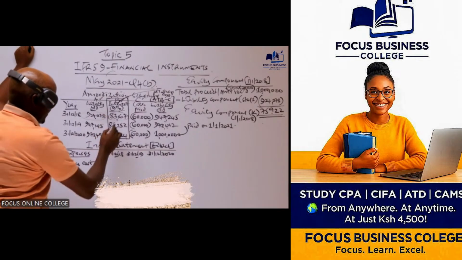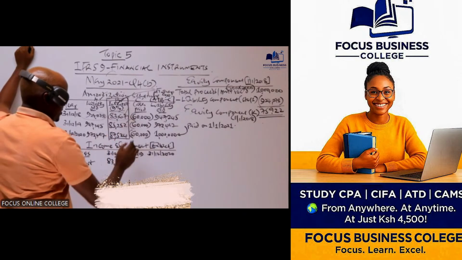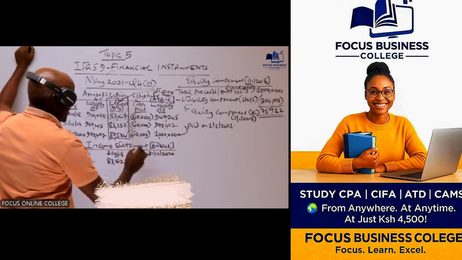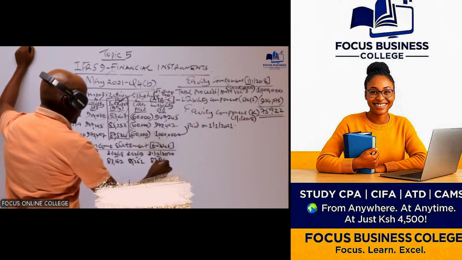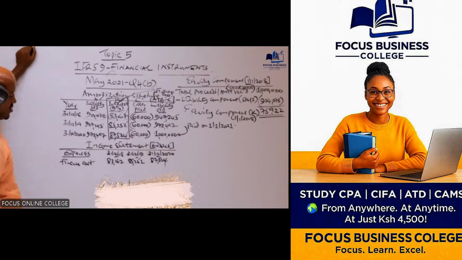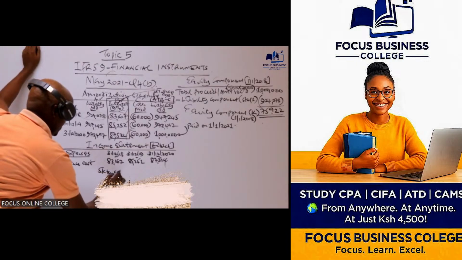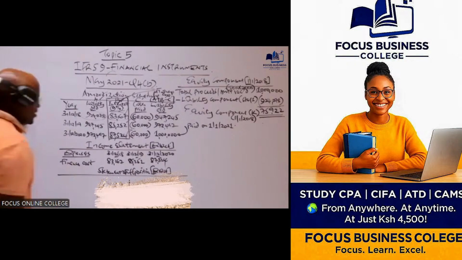So the finance cost for the first year is this one, 83,167. In year 2, this one, 85,252, and year 3, 87,524. That is what was supposed to be recognized in the income statement as far as this compound financial instrument is concerned. What about the statement of financial position? This is not a complete statement of financial position.